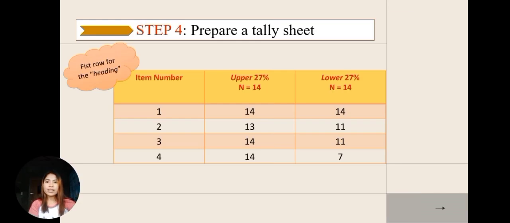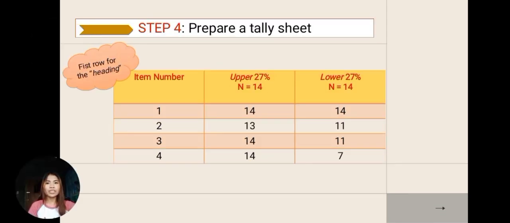Step 4 is the tally sheet. In creating a tally, the first row should be for the headings such as the item number, the upper 27% and the lower 27% of the students, where N is the number of cases, which is the number for the 27% of the 50. So, in this table, it shows the number of correctness of the learners in each item. Let's say, in item 1, the upper and lower score of students get it correct. Then, the second item, only 13 of the upper 27% students got it correct and 11 for the lower score of students. Then, for the third item, 14 for the upper and 11 in the lower, and so on.